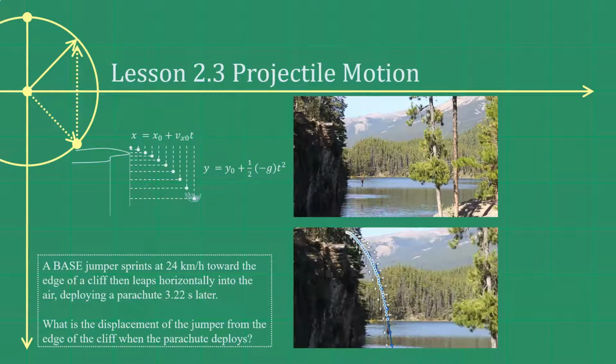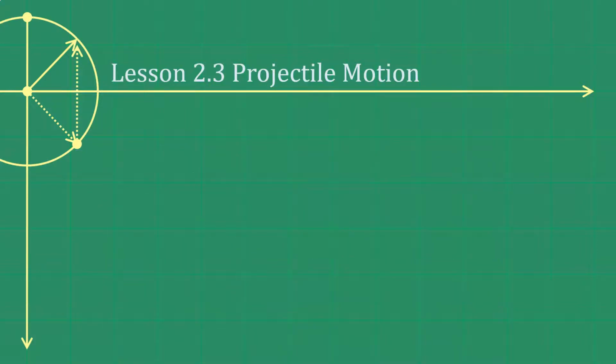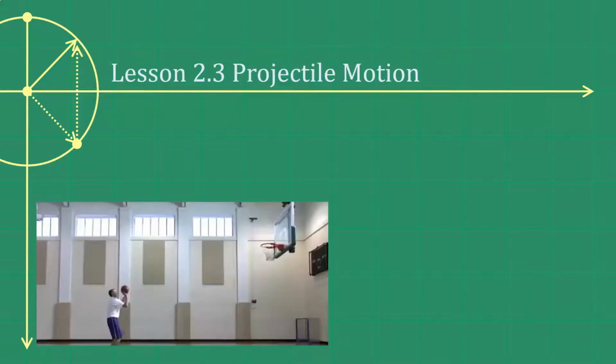Let's take a look at another example of this kind of motion. Maybe cliff diving isn't your thing. Maybe it's pretty unfamiliar to you. I'm guessing this will be much more familiar to a lot of people. What about throwing a basketball?